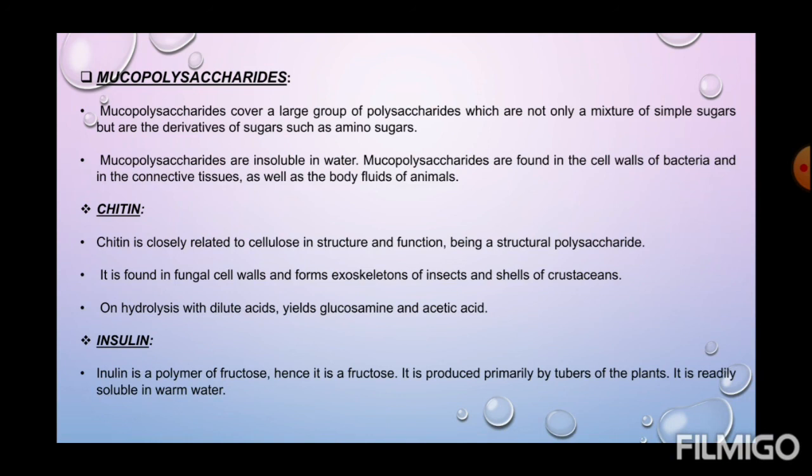Inulin. Inulin is a polymer of fructose, meaning many fructose units joined with glycosidic linkages form inulin. It is produced primarily by tubers of plants, like potato and tapioca. It is readily soluble in warm water. So again, inulin is a polymer of fructose.